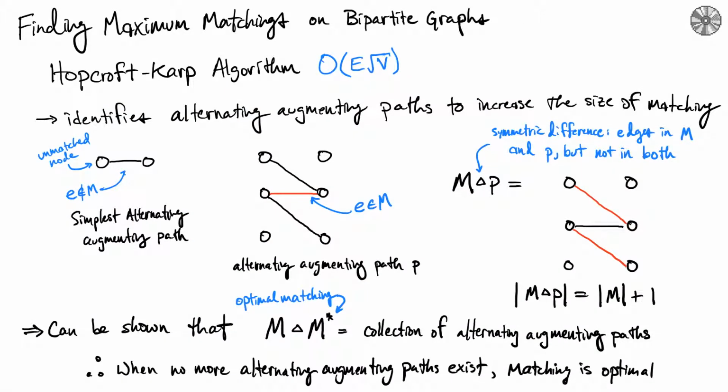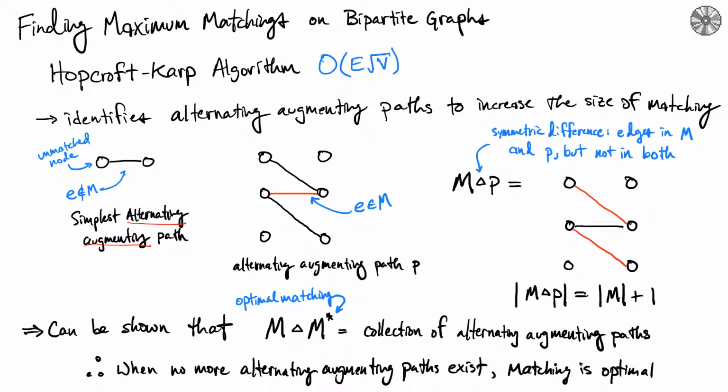The more efficient algorithm in order to find maximum matchings on bipartite graphs is the Hopcroft-Karp algorithm, which runs just a little bit faster than the flow, and it centers on finding these alternating augmenting paths. And so remember, an augmenting path is one that starts and ends at an unmatched node, and an alternating path essentially alternates between having an edge out of the matching and in the matching and out of the matching and so on. And so if we combine those two things together, it's an alternating and augmenting path.